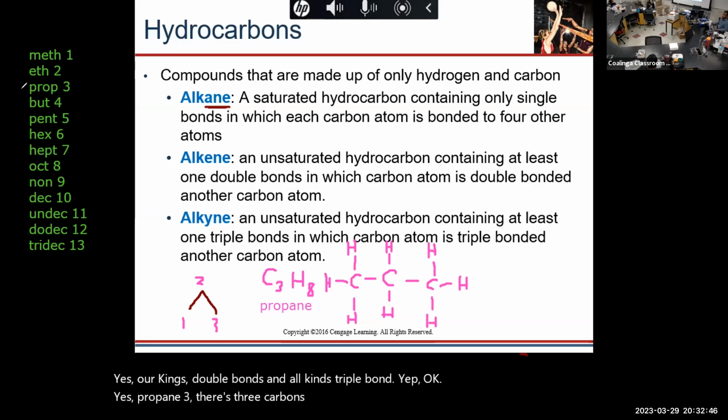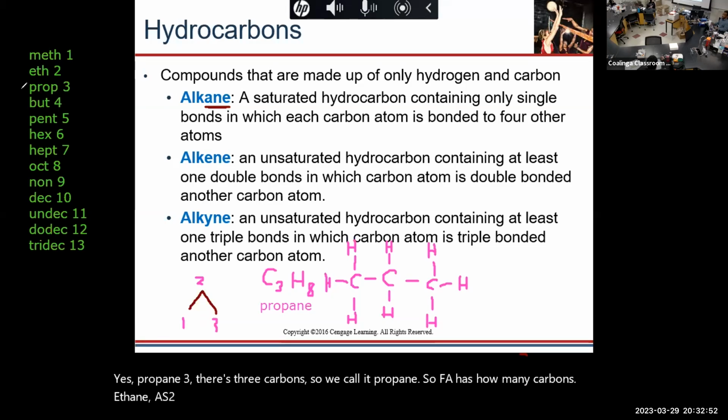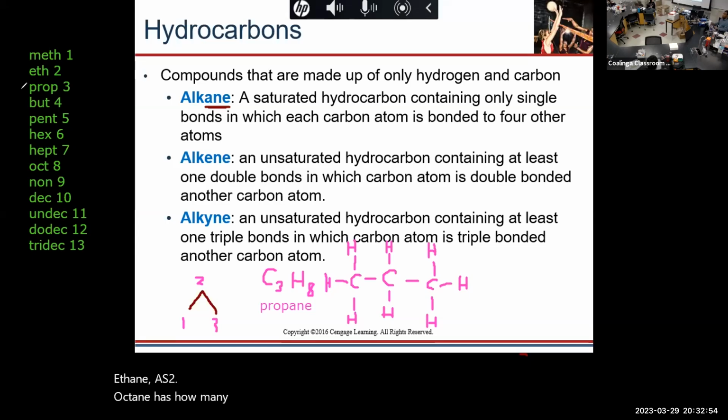So we have propane. So ethane has how many carbons? Ethane has 2. Octane has how many? 8. Okay, so what I want you guys to do is on your paper, draw me octane.